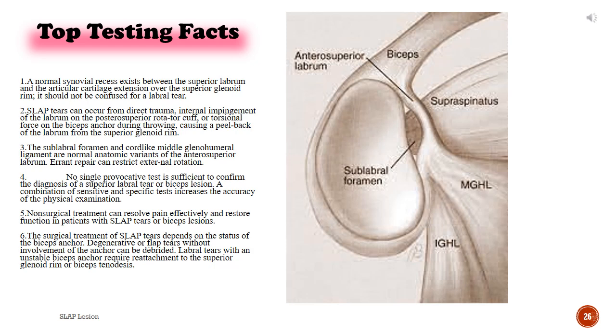4. No single provocative test is sufficient to confirm the diagnosis of a superior labral tear or biceps lesion. A combination of sensitive and specific tests increases the accuracy of the physical examination. 5. Non-surgical treatment can resolve pain effectively and restore function in patients with SLAP tears or biceps lesions. 6. The surgical treatment of SLAP tears depends on the status of the biceps anchor. Degenerative or flap tears without the involvement of the anchor can be debrided. Labral tears with an unstable biceps anchor require reattachment to the superior glenoid rim or biceps tenodesis.